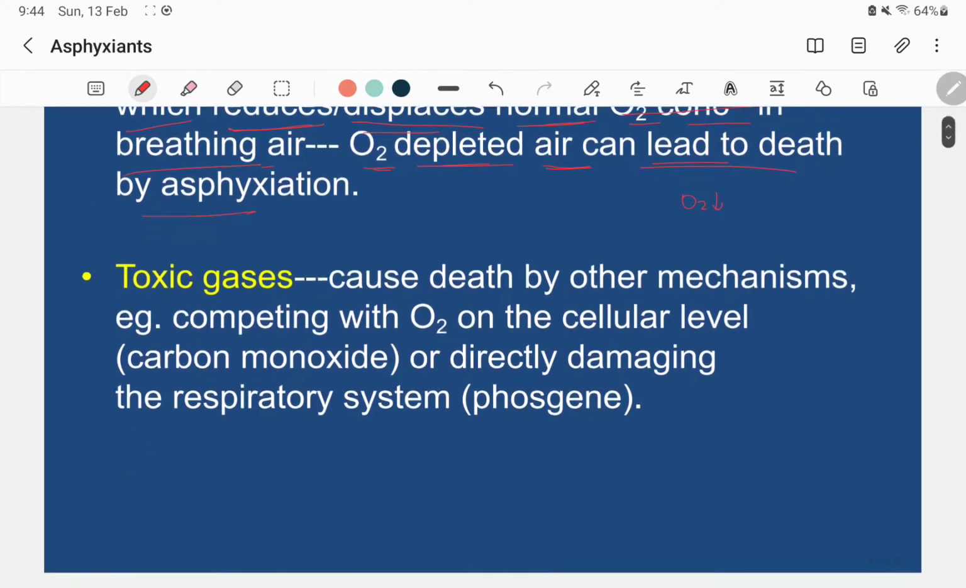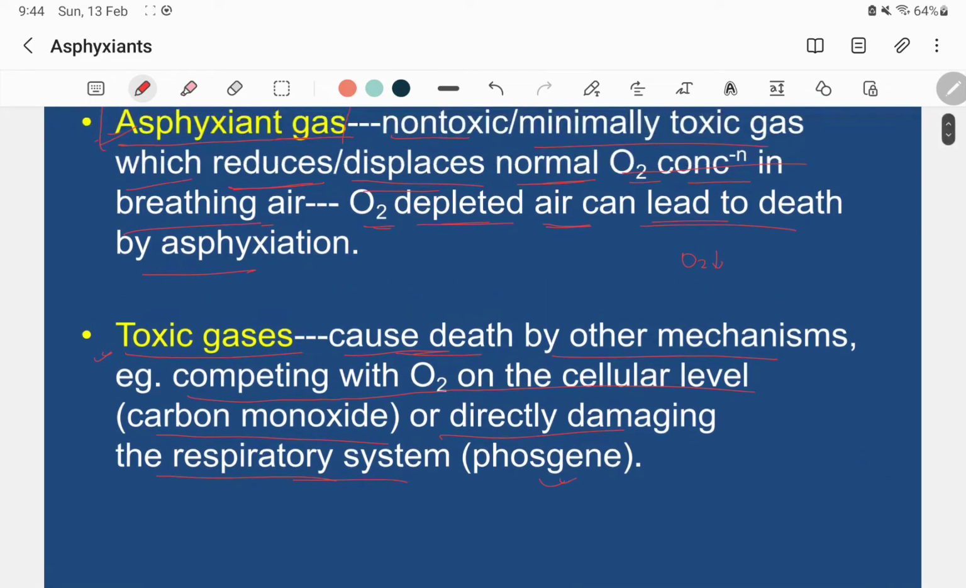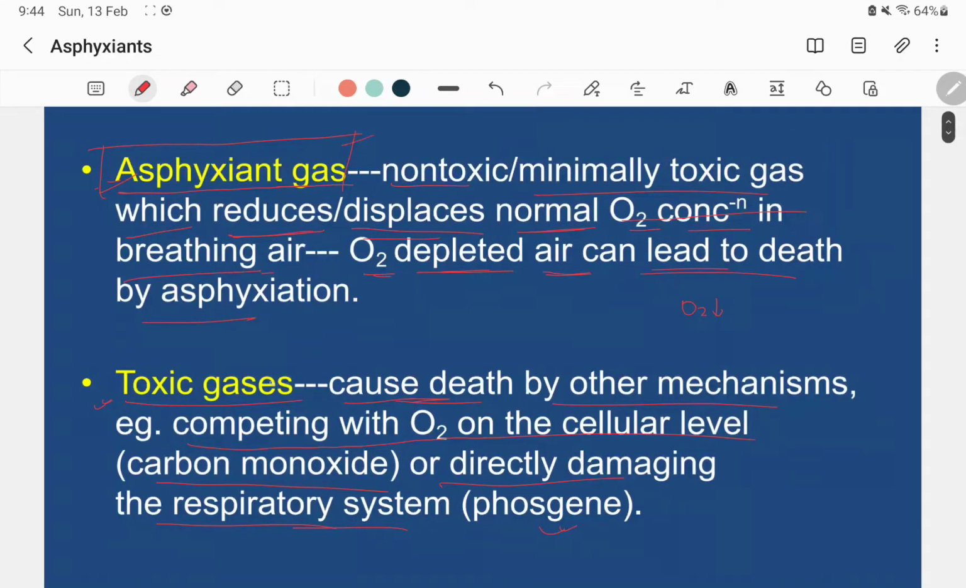Now let's talk about toxic gas. Toxic gas causes death by other mechanisms, either by competing with oxygen at the cellular level, like carbon monoxide, or by directly damaging the respiratory system, like phosgene gas. So asphyxiants are non-toxic, but toxic gases are toxic.